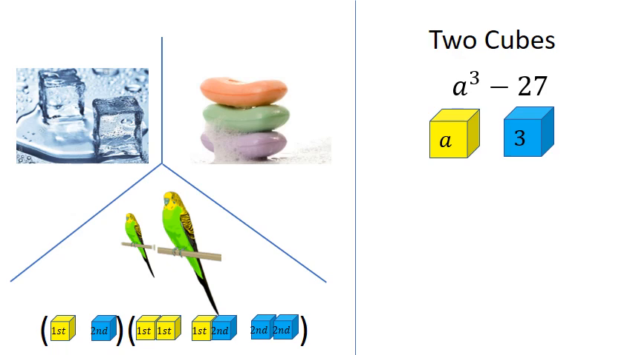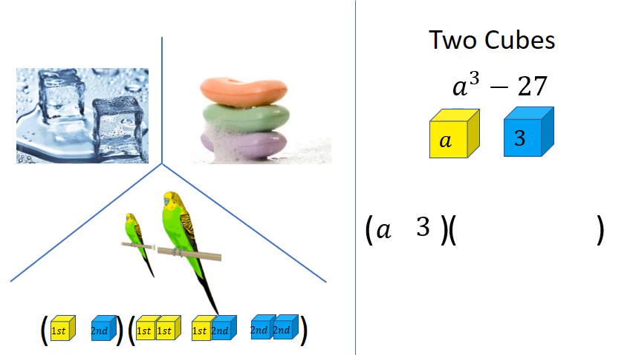What do parentheses look like when we factor 2 cubes? Well, here's a hint. Tweet, tweet. We get a small parakeet and we get a big parakeet. Small parentheses and big parentheses. What goes in the small parentheses? Just our 2 building blocks. It's just going to be a and 3.